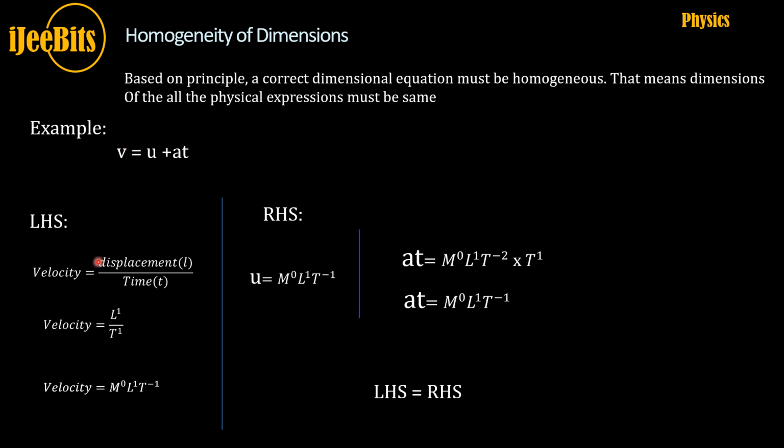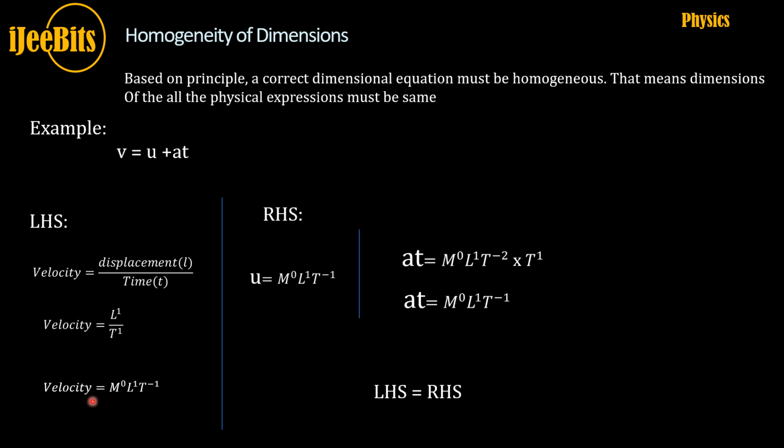We derived that velocity is nothing but displacement by time. Displacement is represented by L in terms of length. So length by time is what we get for velocity: L power 1 by T power 1. M is independent here, we are not depending on the mass. So M power 0, L power 1, T power minus 1 would be the dimensional formula for velocity. Whether it is final velocity or initial velocity, it remains the same. That's why.